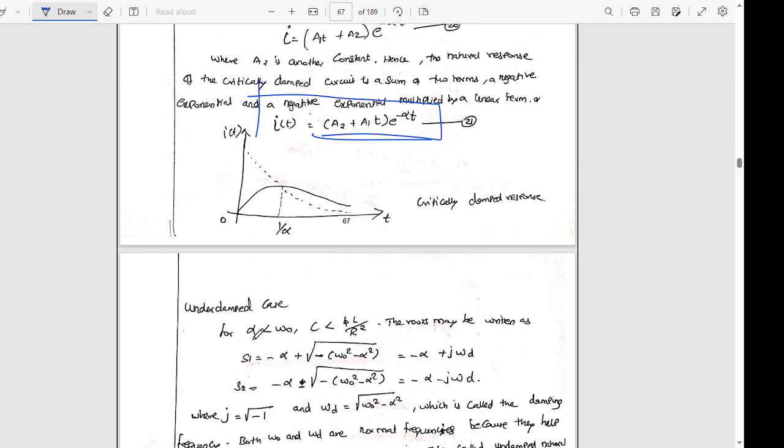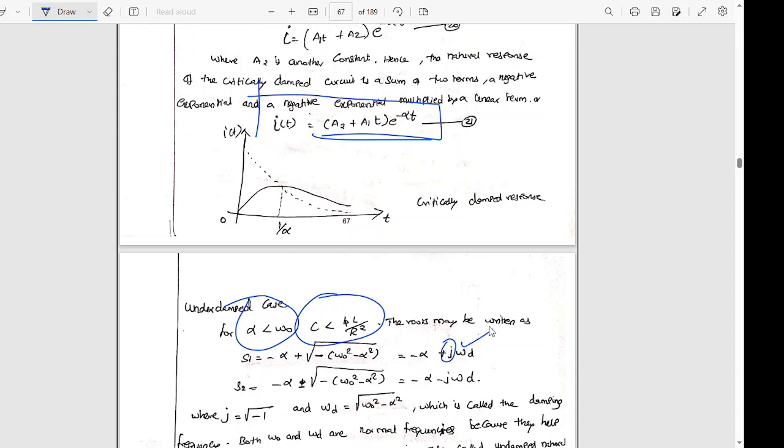Okay, the last case is the underdamped case. In the underdamped case, alpha will be less than omega naught, and C is less than 4L by R square. The roots may be written as S1 equals minus alpha plus root of, so here omega naught is greater than alpha, so I am just rearranging it. If I take the negative sign outside, it will be minus multiplied by omega naught square minus alpha square. So this root of minus 1 can be represented as j, and root of omega naught square minus alpha square will be represented as omega d, which is the damping frequency.